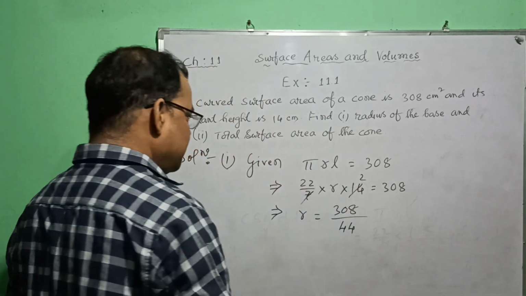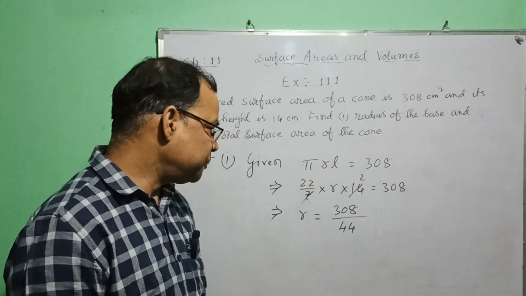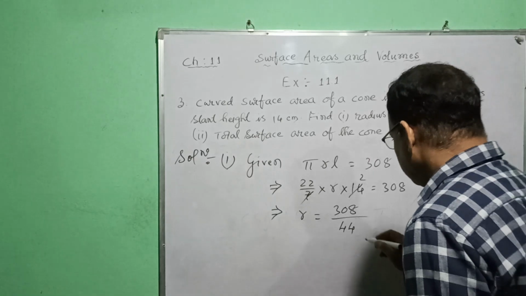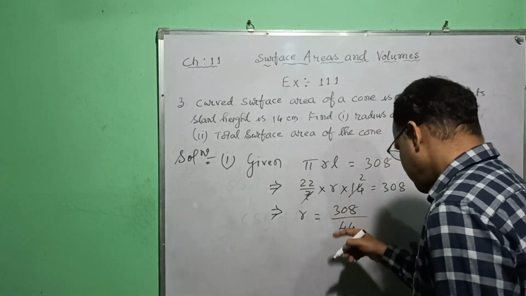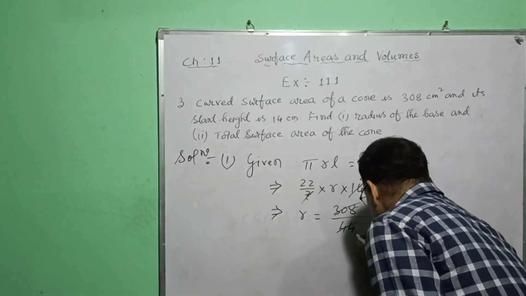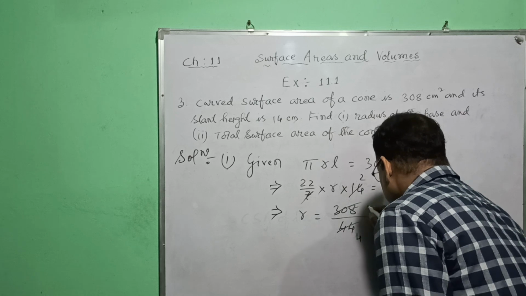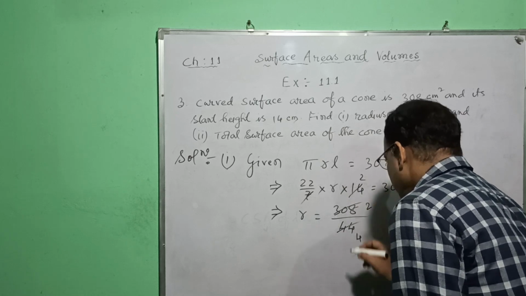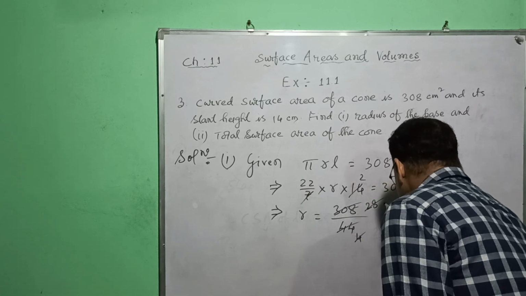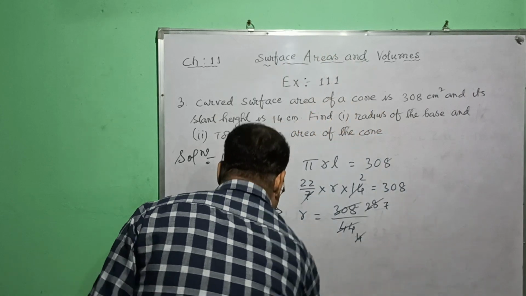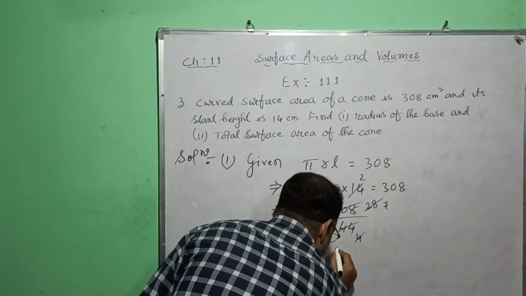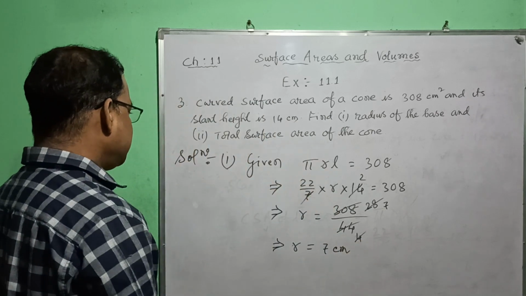Now let us see whether 308 is divisible by 44. If it is difficult to cut it directly, as we know that it is divisible by 11, we'll cut it first by 11. So 11 4s are 44, and here 11 2s are 22. 8 is remained, so 88. 8 11s are 88. Again it is divisible. 4 7s are 28. So the radius of the cone is 7 centimeter. So the first answer is finished.